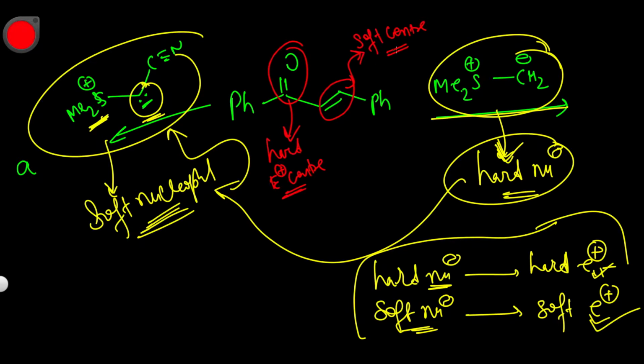And this double bond acts as a soft center, right? So now what will happen, as I have already told you, the hard nucleophile will attack the hard electrophile, and the soft nucleophile will attack the soft electrophile. Now see what will be the product of this A and B. So let's see, first of all, we will see the A product.